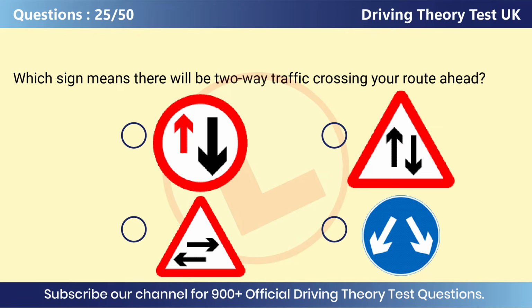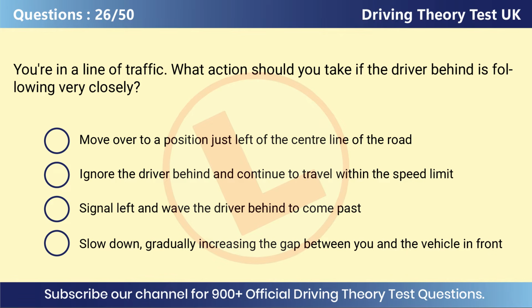Question 25. Which sign means there will be two-way traffic crossing your route ahead? C. Question 26. You're in a line of traffic. What action should you take if the driver behind is following very closely?